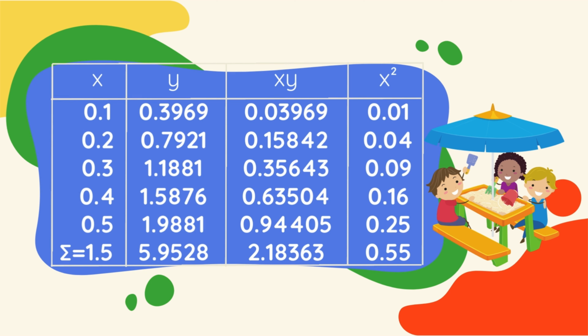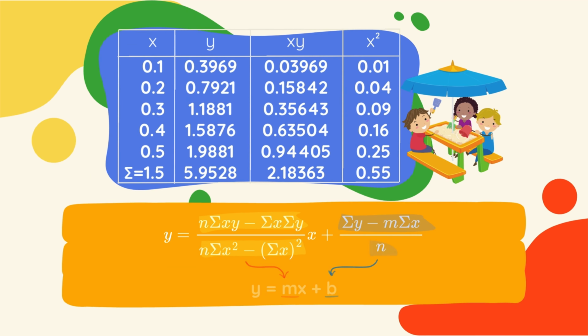So that we can fill out our table and find the total of our x, our y, our xy, and x squared. So here's the formula to find the linear regression, which is y equals mx plus b. But we need to find m, or the slope, and b.